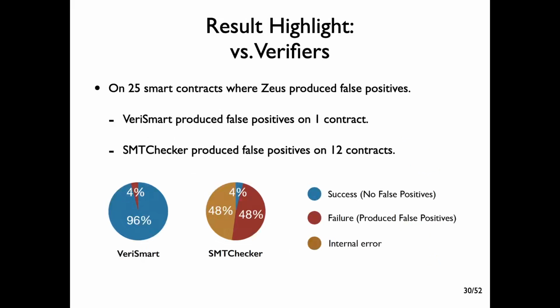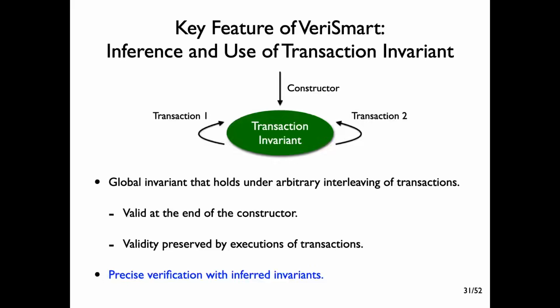We also compared VeriSmart with 2 recently developed verifiers. On 25 smart contracts where Zeus produced false positives, VeriSmart produced false positives on 1 contract. By contrast, Ascent Checker showed less precise results, producing false positives on 12 contracts. Then, what is the key distinctive feature that makes VeriSmart outperform existing approaches?